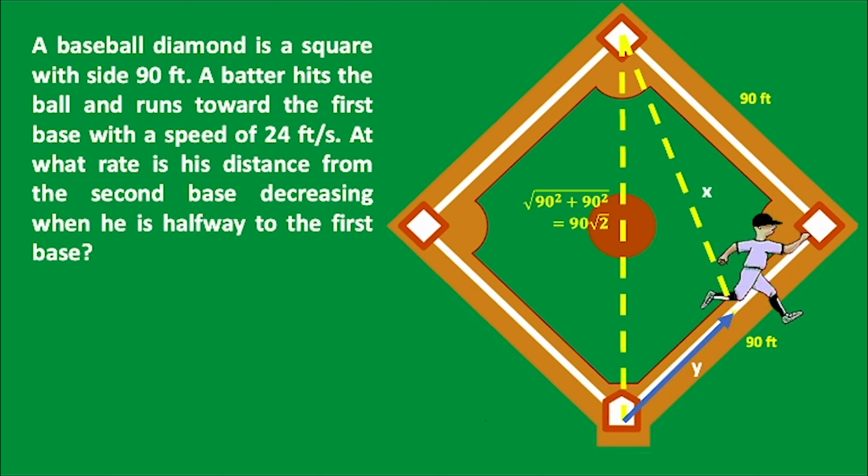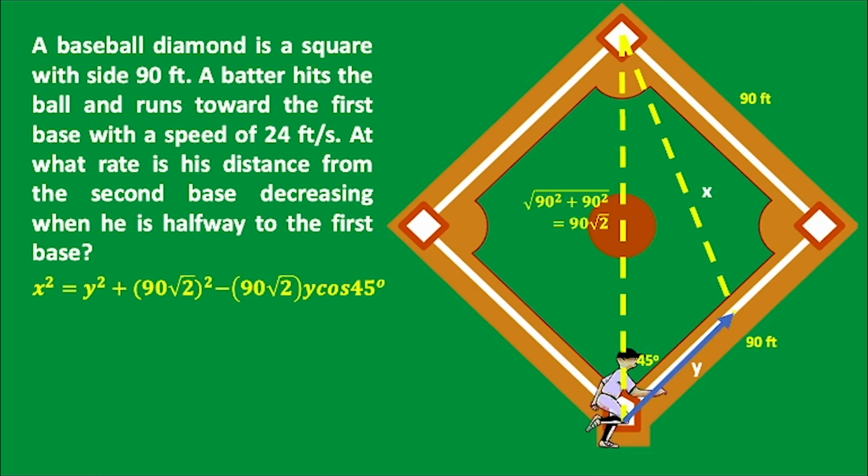To formulate an equation that we can derive, we need an angle. Since the vertical line bisects the 90-degree angle of the square baseball diamond, it follows that this angle is equivalent to 45 degrees. From the law of cosines, which can be used in oblique triangles, the opposite side x squared is equivalent to the side (90 square root of 2) squared plus y squared minus 90 square root of 2 multiplied by y multiplied by the cosine of the included angle, which is 45 degrees.